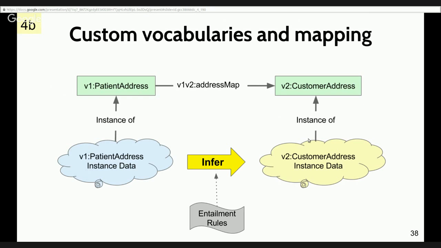Okay, so here's the example then for patient address and customer address. The relationship between them, you might make up a relationship called V1, V2 address map. And then once you have some instance data of V1 patient address, the entailment rules that you would write and supply would allow the inference to, in essence, take V1 patient address instance data to create V2 customer address instance data. So you can see how these entailment rules are not going to exist in any sort of standard vocabulary such as OWL or SKOS. These are going to have to be custom written to achieve this.